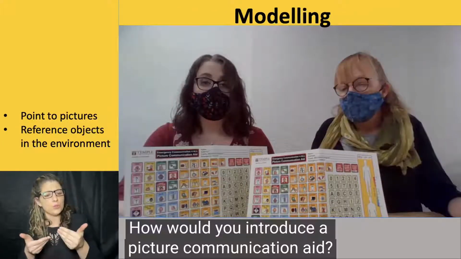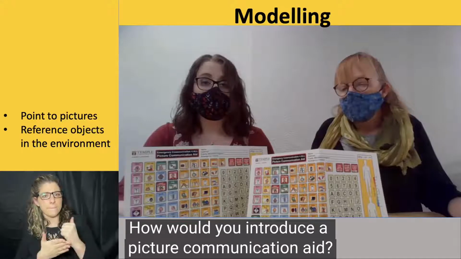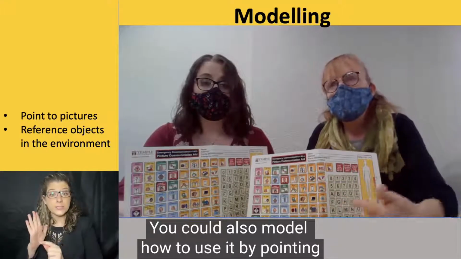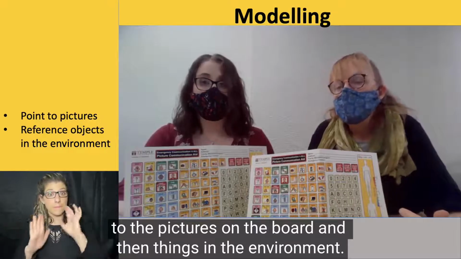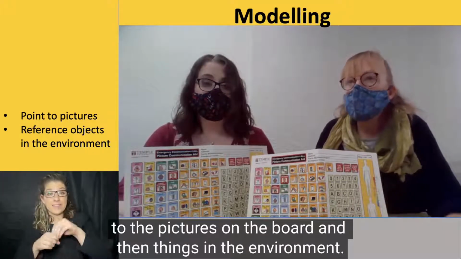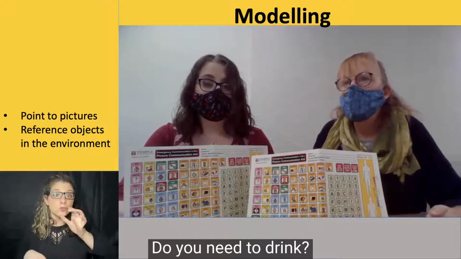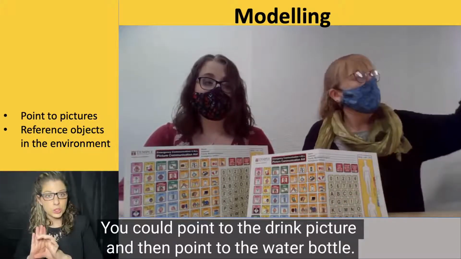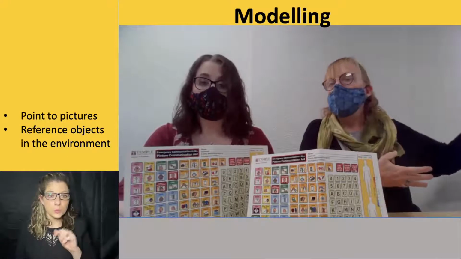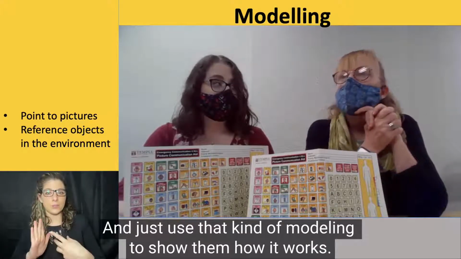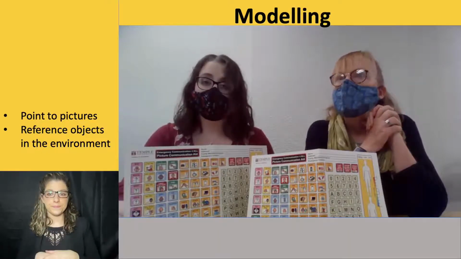How would you introduce a picture communication aid? You could also model how to use it by pointing to the pictures on the board and then things in the environment. So like if you're going to be pointing to something like, are you thirsty? Do you need to drink? You could point to the drink picture and then point to the water bottle and just use that kind of modeling to show them how it works.